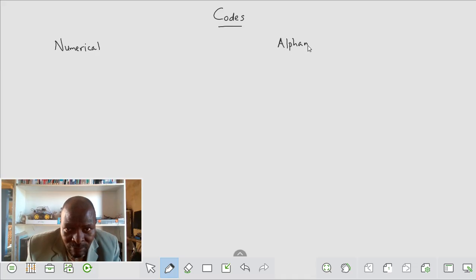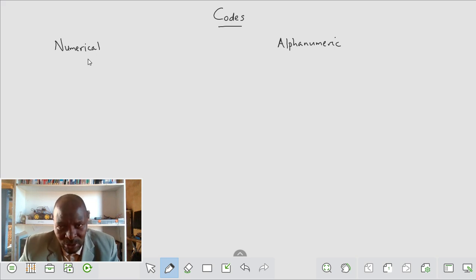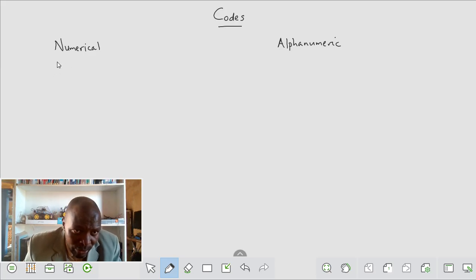What's the difference? The numerical codes are simply going to use numbers, digits. The alphanumeric codes, on the other hand, are going to mix the alphabet and the numbers. Now, if you look at these numerical codes, they can be classified as weighted codes. There are so many; I will mention a few. There is the 8421 BCD.